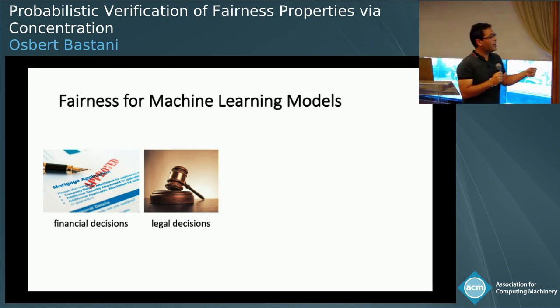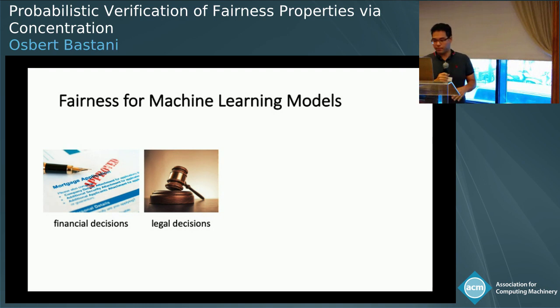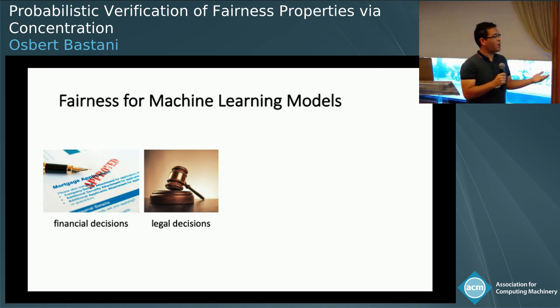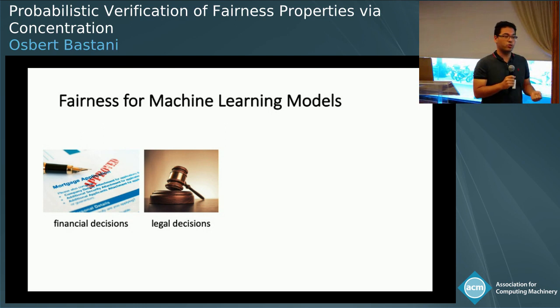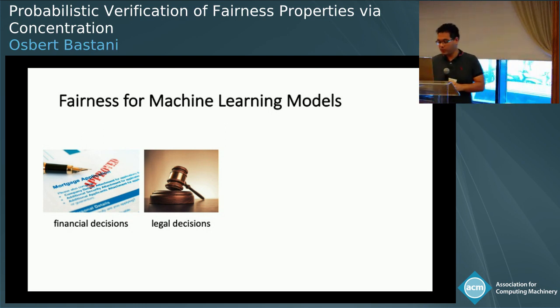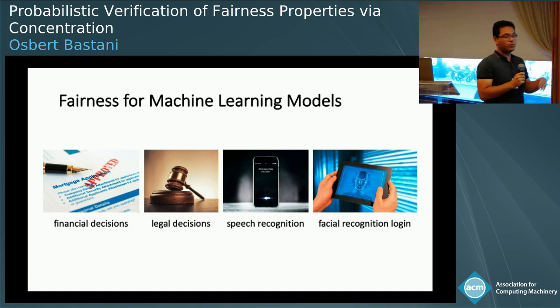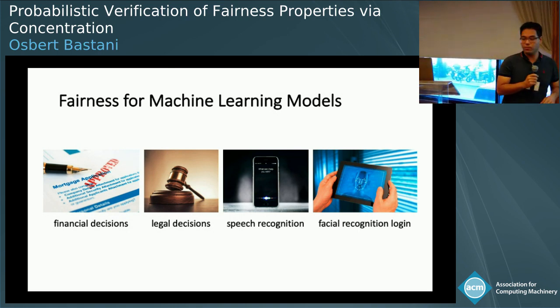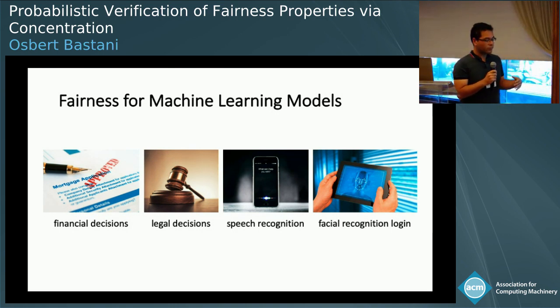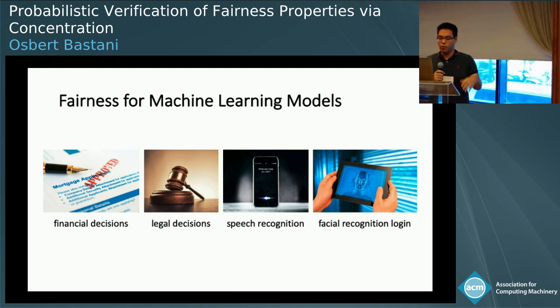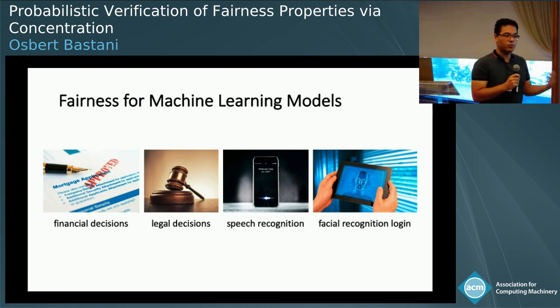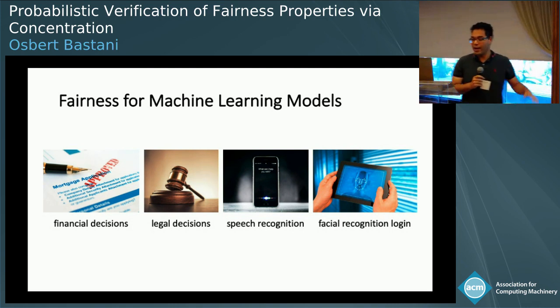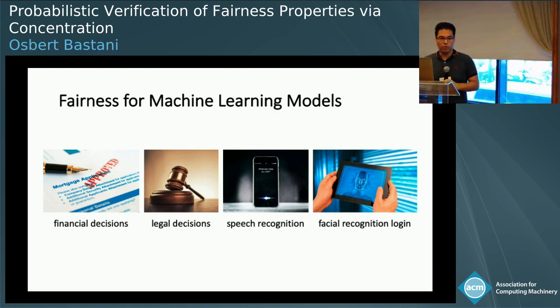So as an example, if you have a machine learning model that's used to help make financial or legal decisions in some context, you want to make sure that these models don't discriminate based on sensitive attributes such as race or gender. And alternatively, if you have tools like speech recognition or facial recognition based login, you want to make sure that these tools work equally well for the standard user as for people with different kinds of accents or different kinds of facial features or so forth. And actual issues have already been shown in both of these kinds of settings for machine learning models deployed in the real world.